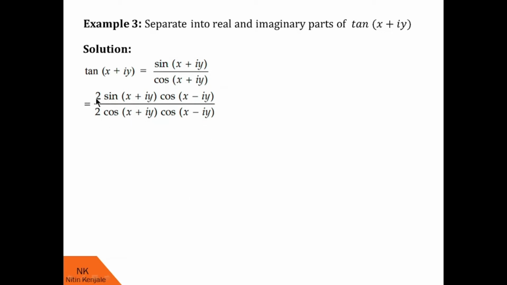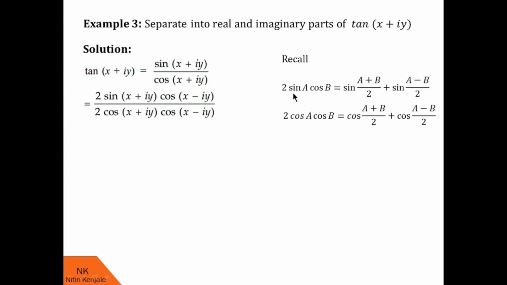Now this looks like to me 2 sin a into cos b upon 2 cos a cos b. Here I would like to recall formulas of 2 sin a cos b, which is sin a plus b by 2 plus sin a minus b by 2, and 2 cos a cos b, which is cos a plus b by 2 plus cos a minus b by 2. So by using these formulas on this, we get sin 2x plus sin 2iy upon cos 2x plus cos 2iy. You can pause the video and check the calculation.